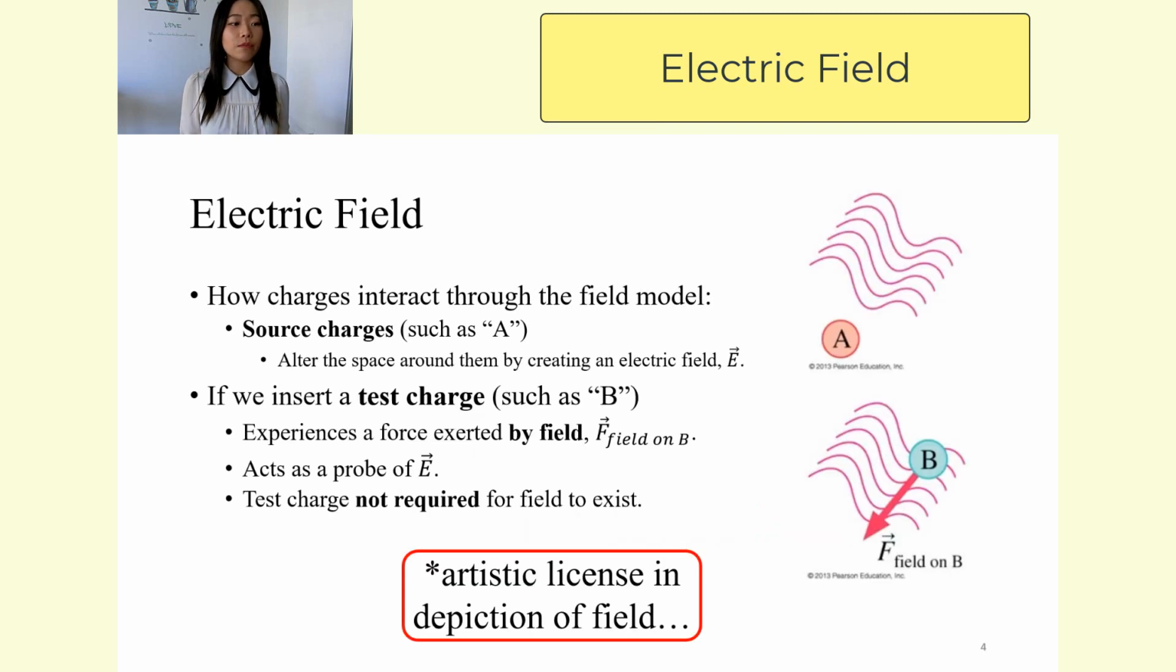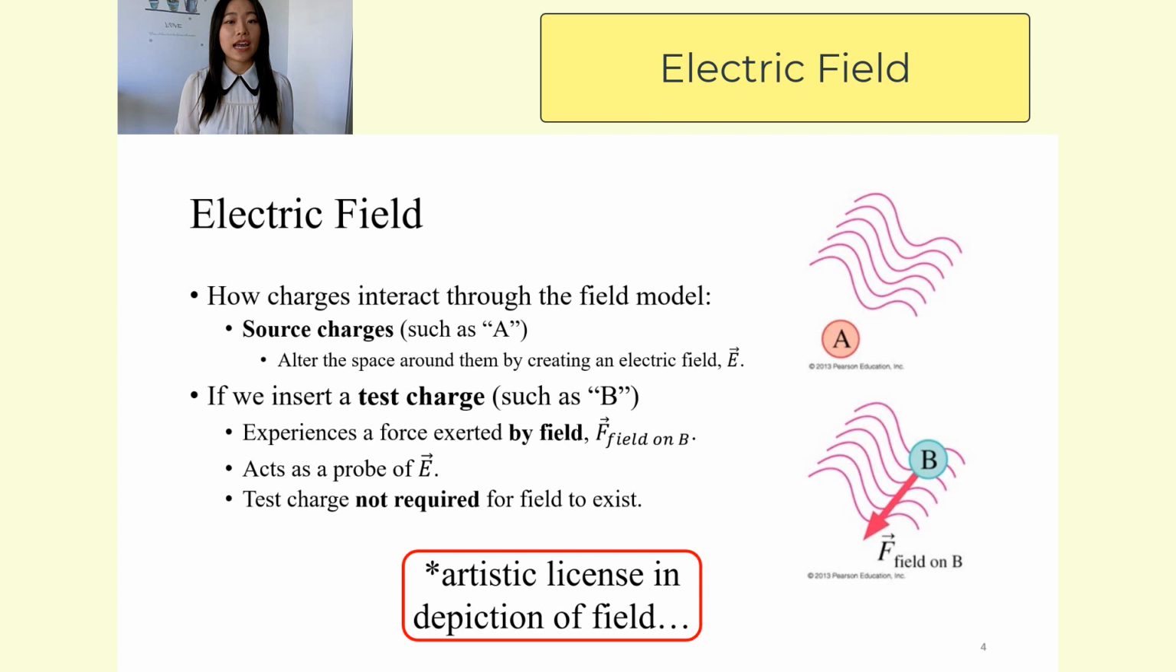However, in the field model, suppose we have a source charge A. Then this source charge would alter the space around it by creating an electric field E. And when we insert the test charge B, then this test charge will experience a force exerted by the field. So it will be the force of field on B. And note that this field was created by the source charge. So the test charge does not need to exist in order to have the field.